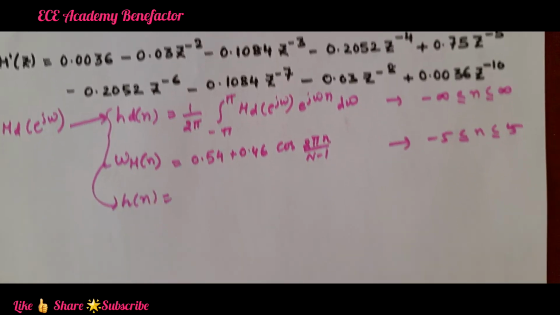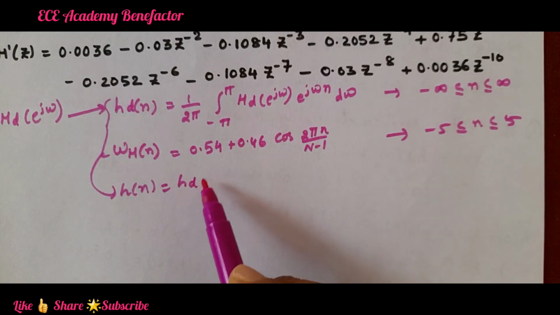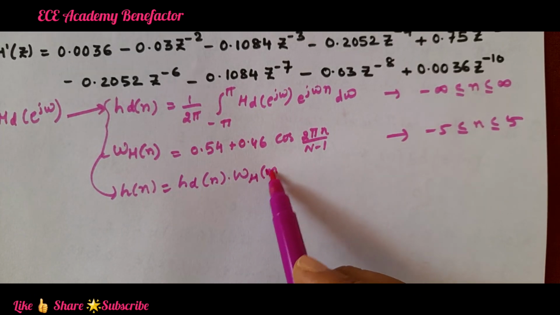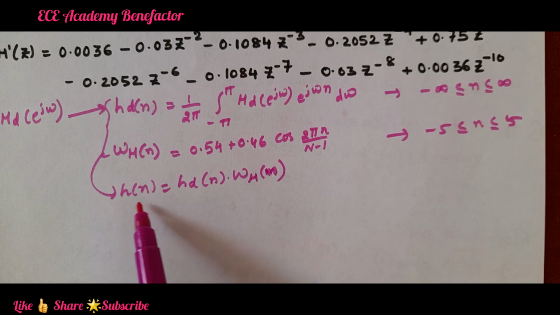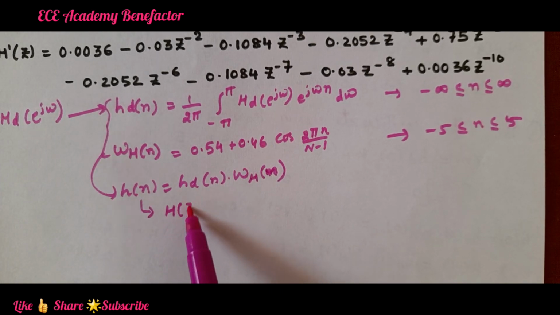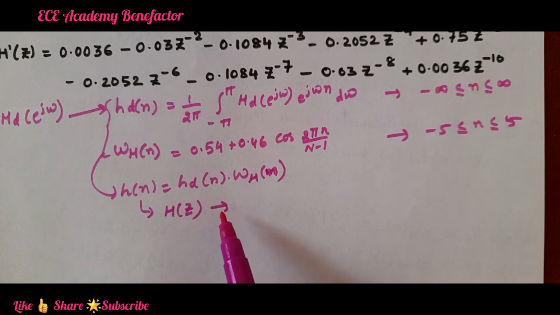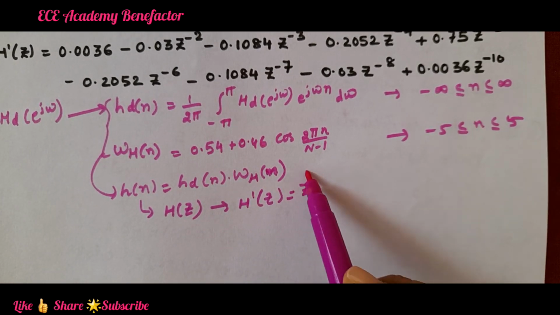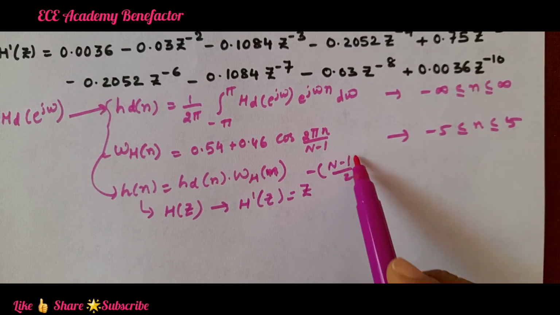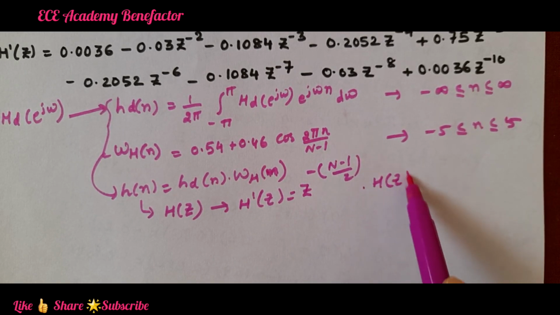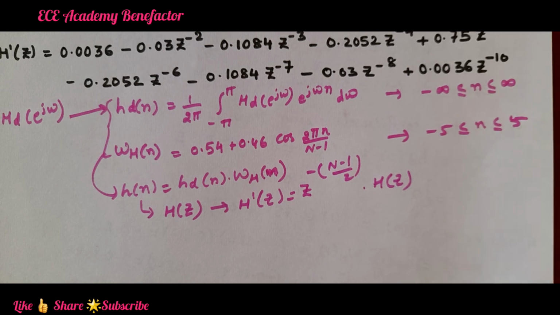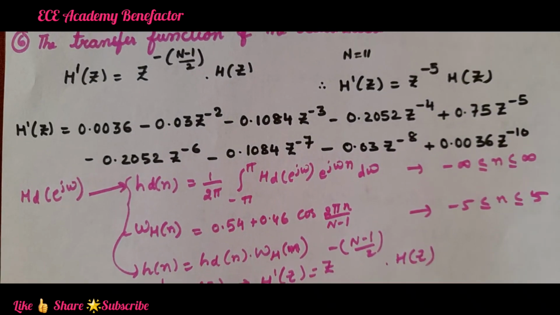H of n is coming to be as Hd of n dot Wh of n, and then based on this h of n we computed H of z transfer function, and then computed H dash of z which is equal to z to the power of minus of N minus 1 by 2 dot H of z. Okay, these are the steps and the solution of the problem using Hamming window.